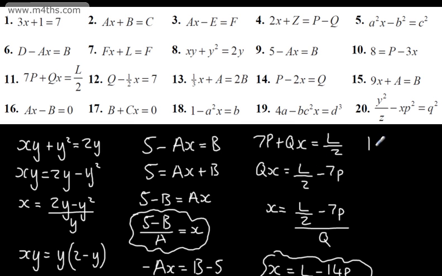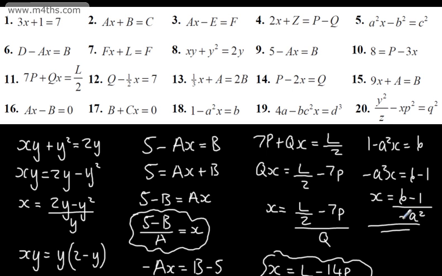Let's look at this one right here. 1 minus a squared multiplied by x is equal to b. I'm going to subtract 1 from both sides. So minus a squared x is equal to b minus 1. I'm now simply going to divide both sides of the equation by negative a squared. So that gives me b minus 1 over negative a squared. We're making x the subject.